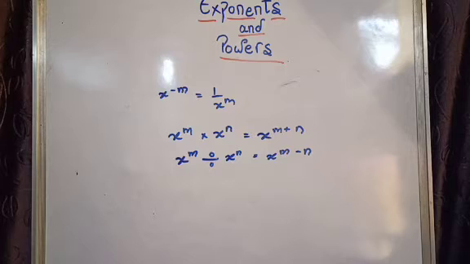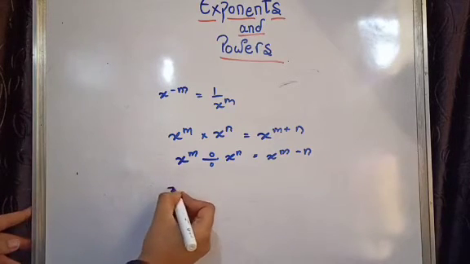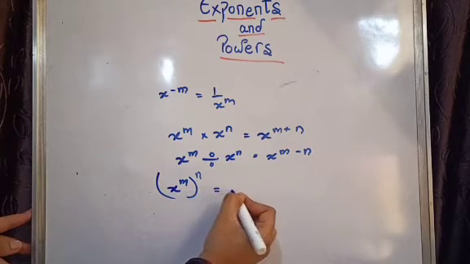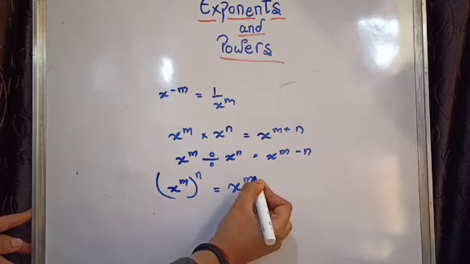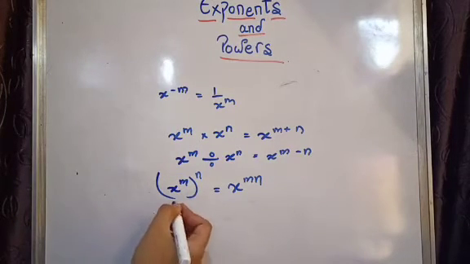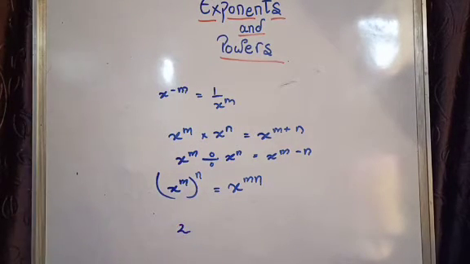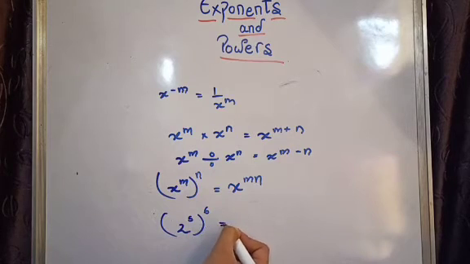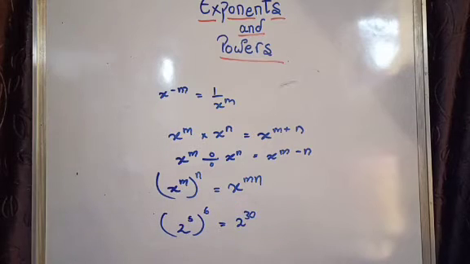Now law 4 is given, which is x to the power of m to the whole power of n results as x to the power of mn. I will tell you this also by example. If a number, I will take other values in this: x is equal to 2, m is equal to 5 and n is equal to 6. According to this, it will result as 2 to the power of 30.